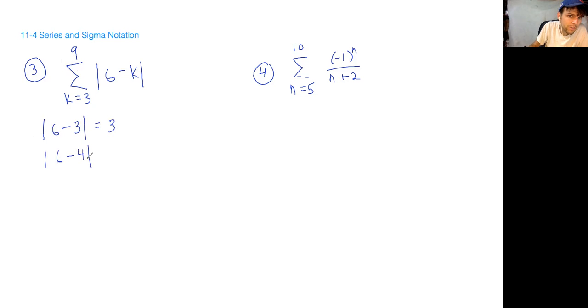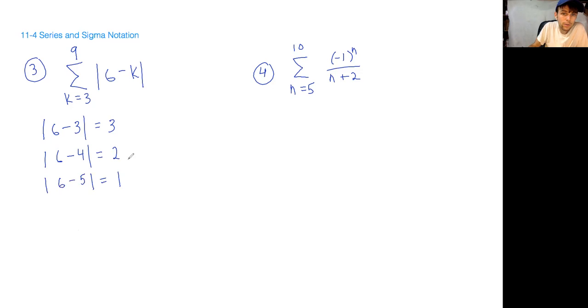All right, so the next term of my sequence is when k is 4. We count up 1 from there. And 6 minus 4 is 2. Absolute value of 2 is 2. We're going to keep going here real quick. So the next term, k is now going to take on the value of 5. We're going to go 1 more from there. So 6 minus 5, that's 1. Absolute value of 1 is 1.